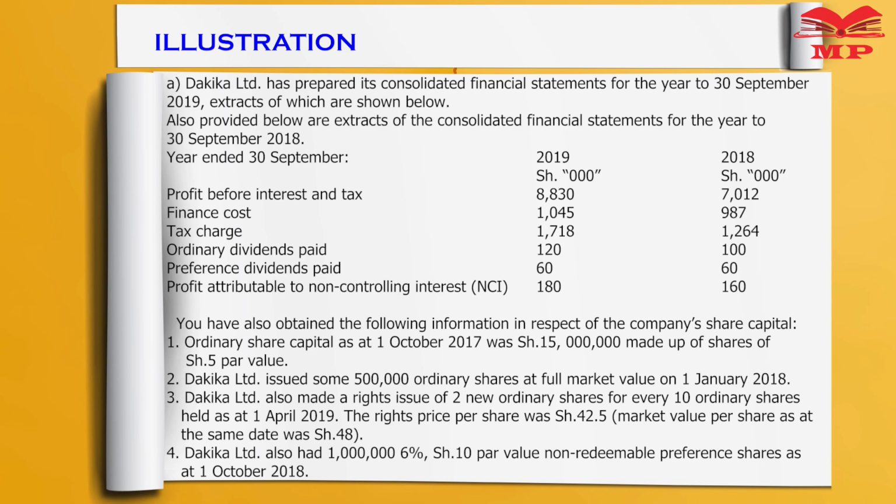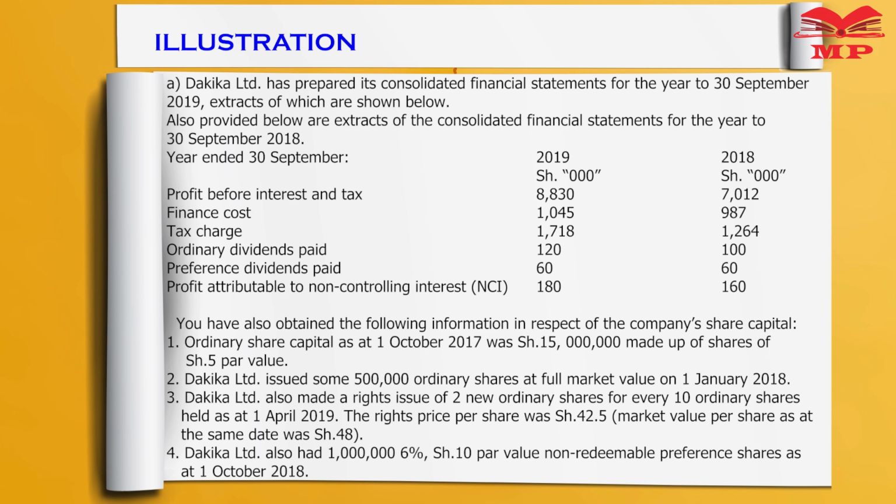So the question reads, Dakika Limited has prepared its consolidated financial statements for the year which ended 30th September 2019, extract of which are shown below. Also provided below are extracts of the consolidated financial statement for the year to 30th September 2018. So we are given some information for 2 years, the year which ended 30th September 2018 and 2019. Number one, we have profit before interest and tax. We have the finance cost. We have the tax charge. We have the ordinary dividends paid, preference dividends paid, and profit attributable to non-controlling interest.